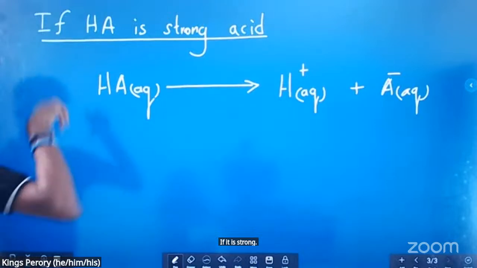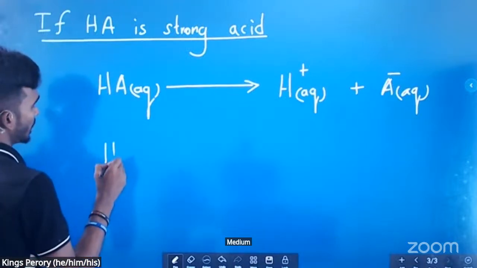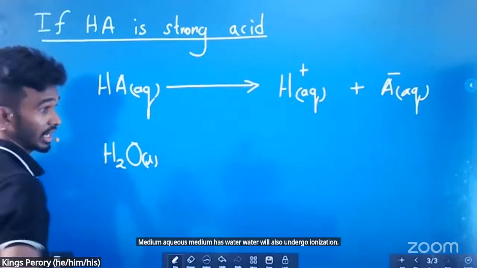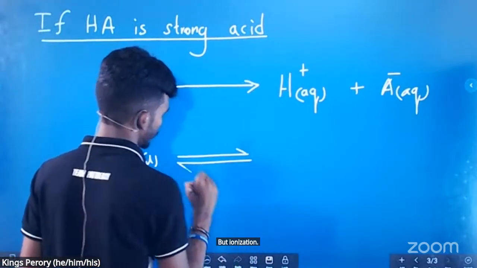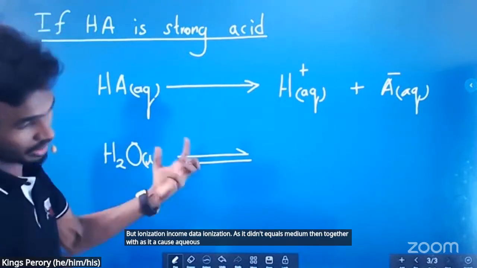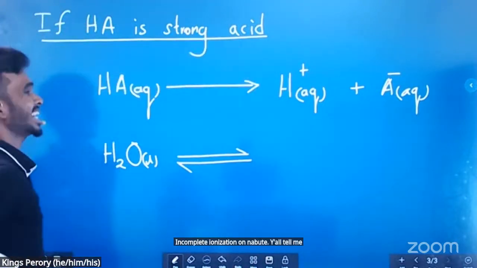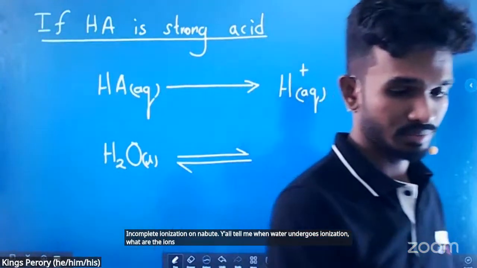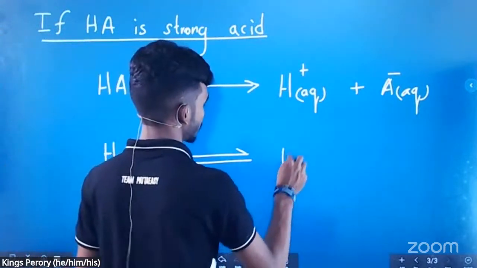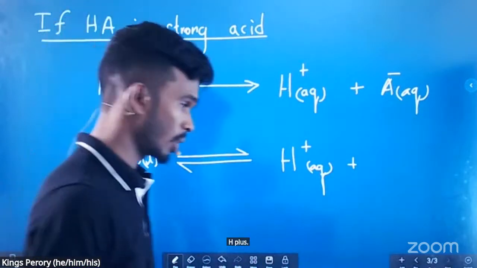Additionally, the aqueous medium has water, and water will also undergo ionization. What ionization? Incomplete ionization. Acid in aqueous medium, then together with the acid, water undergoes incomplete ionization. When water undergoes ionization, what are the ions produced? H plus, OH minus.